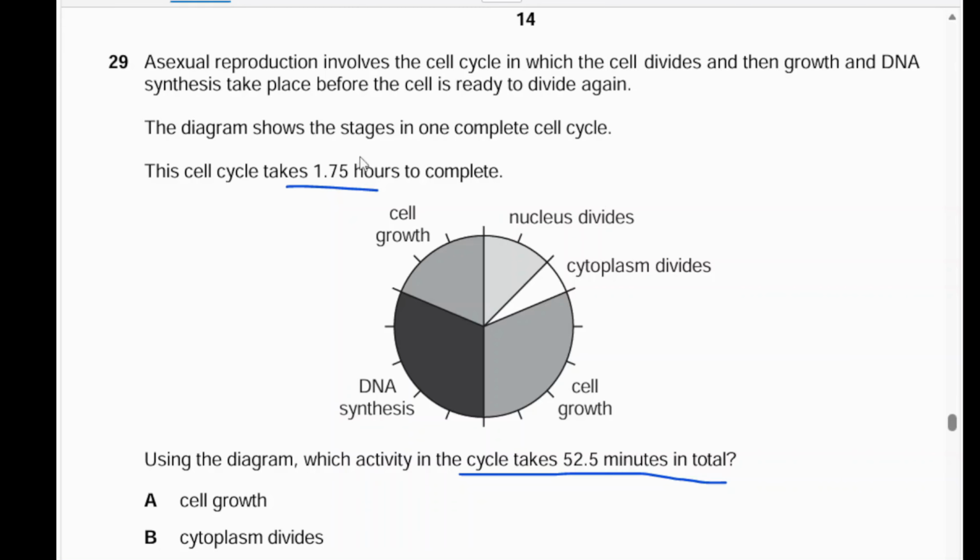Okay, 1.75 hours means 1 hour and 45 minutes. Okay, so it would be okay. Are you sure these are 7? Okay. 1, 2, 3, 4, 5, 6, 7, 8, 9, 10, 11, 12, 13, 14, 15, 16.